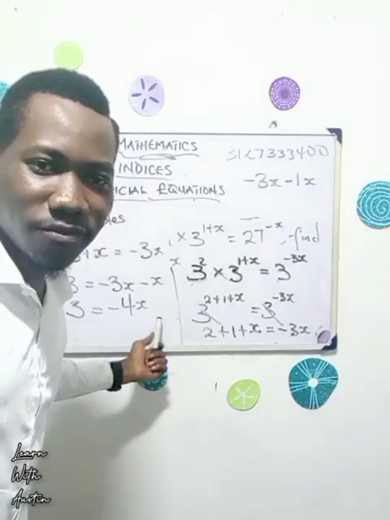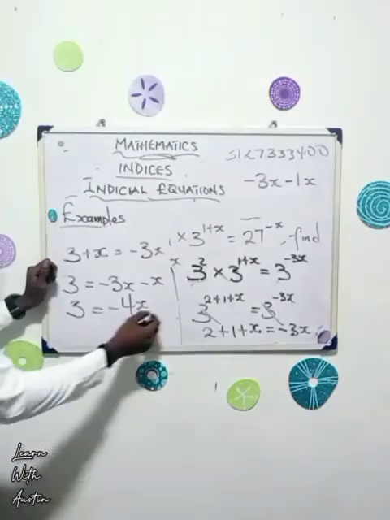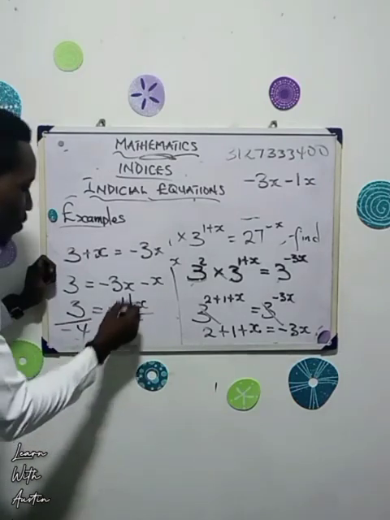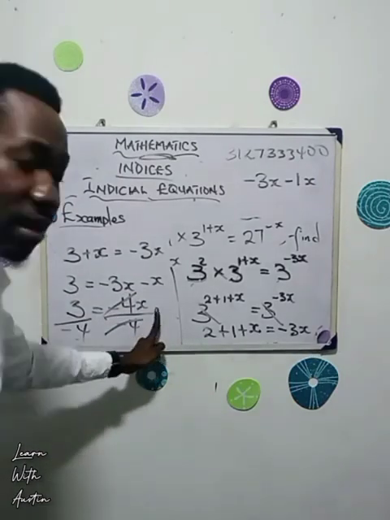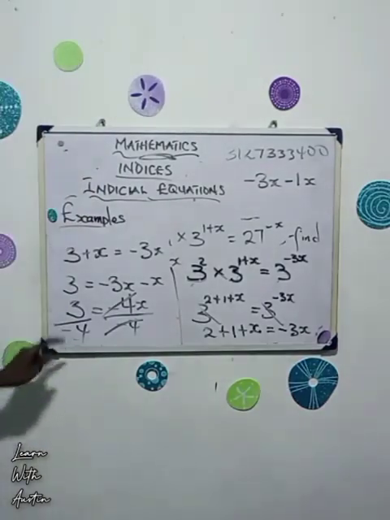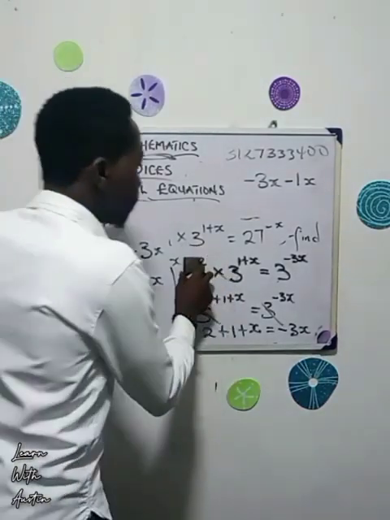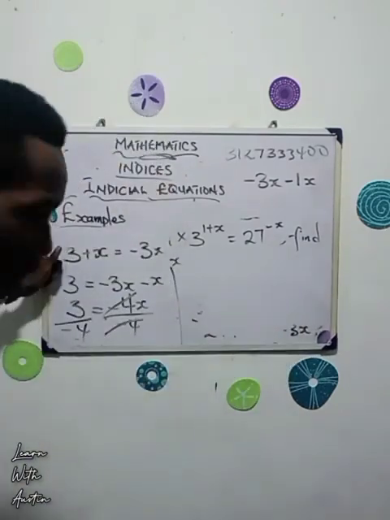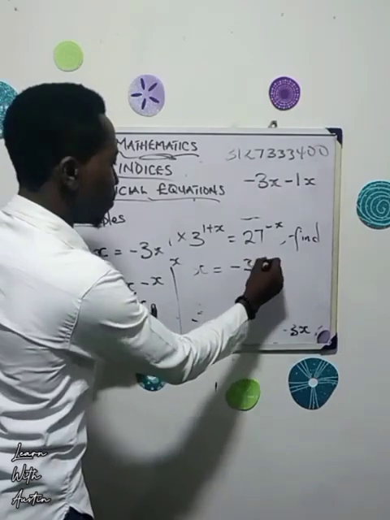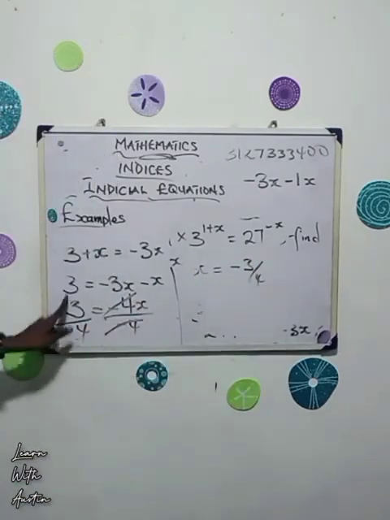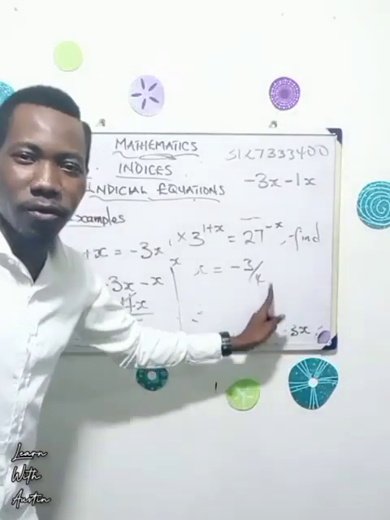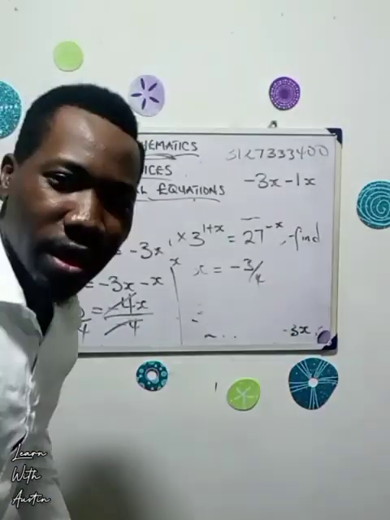Divide both sides by minus 4. Okay, so we're going to divide by minus 4, divide by minus 4. So minus 4 cancels out minus 4, and x now will be equal to 3 over minus 4. And x equals minus 3 over 4. This is the same thing as minus 3 over 4: 3 over minus 4 equals minus 3 over 4. So that's our answer. Any questions so far?